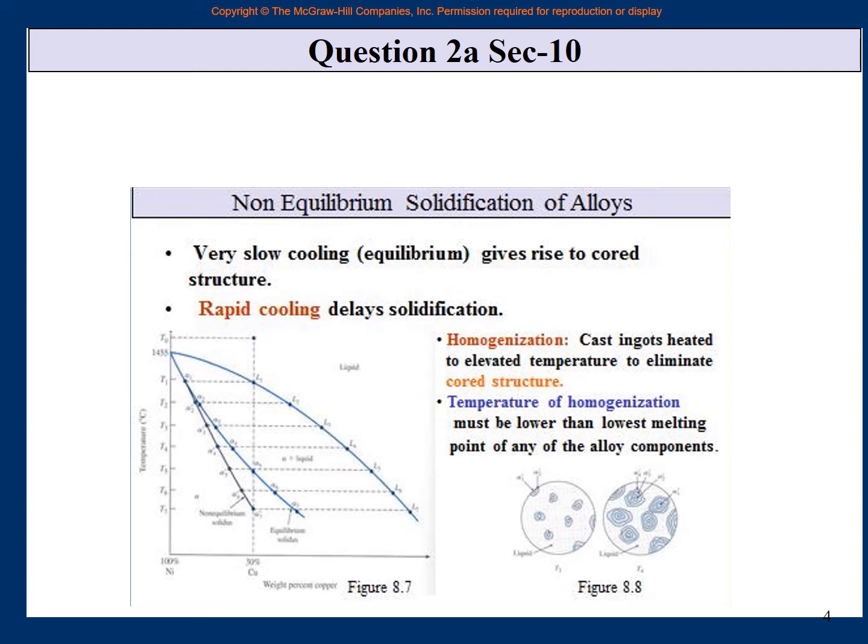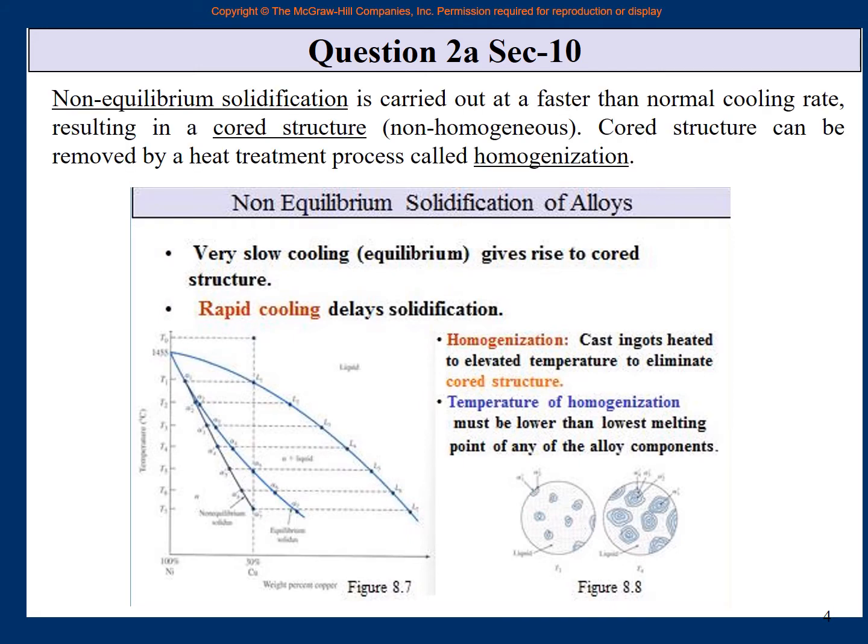So this is already explained, but in words: non-equilibrium solidification is carried out at a faster than normal cooling rate, resulting in a chord structure which is non-homogeneous. Chord structure can be removed by a heat treatment process called homogenization. Of course the details are there in the lectures, but as an answer in a quiz, this much is more than enough.